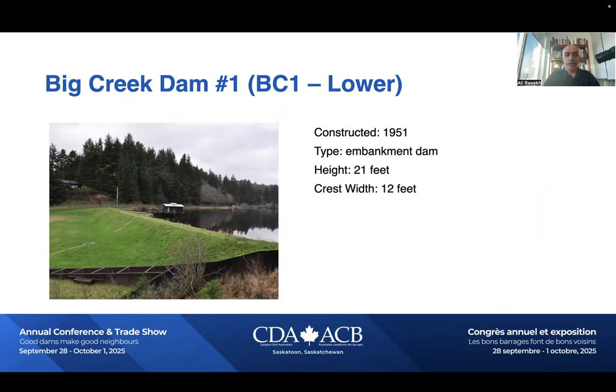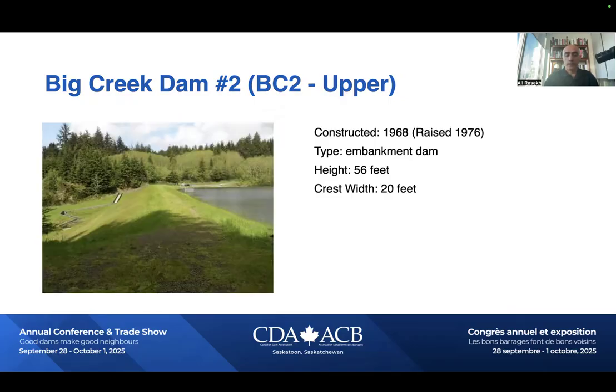Review of Big Creek Dam number 1, which we may call BC1, on the lower side of the river, constructed in 1951. The type is embankment dam, and it has a height of 21 feet and a crest width of 12 feet. Big Creek Dam number 2, or BC2, was constructed in 1968 and was rated in 1976. Again, the type is embankment dam, the height is 56 feet and the crest width is 20 feet.